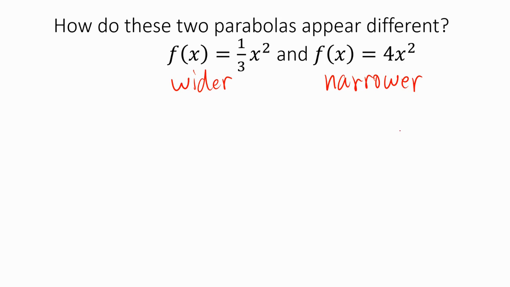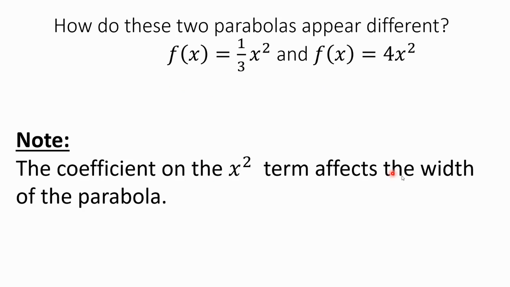Well, what do you think is causing that difference? I mean, the only thing that's different in the functions themselves is this one has a 1/3 here, and this one has a 4 here. And so that number out front of the x squared is always going to change how wide the parabola is. The coefficient on the x squared term affects the width of the parabola. And let's make a little note here. If it's a bigger number, like this one had the 4, it's actually going to make it narrower. It's going to make it skinnier.